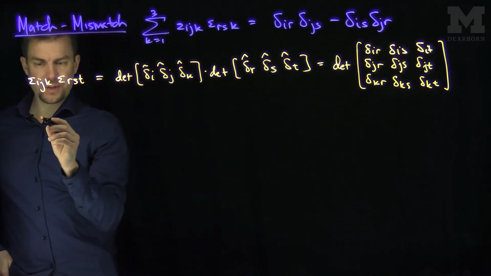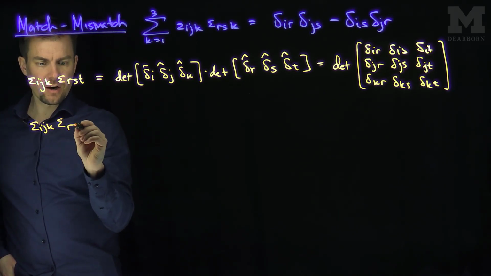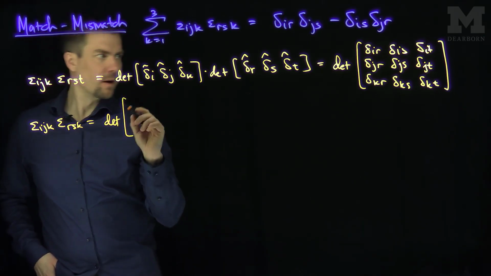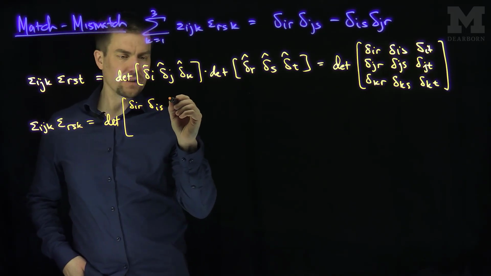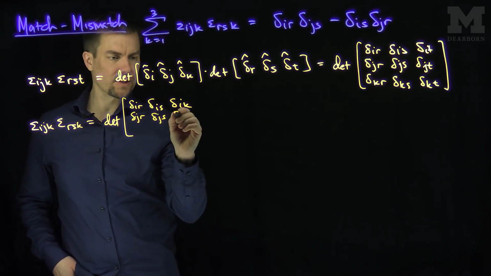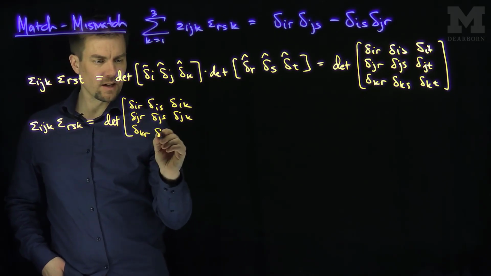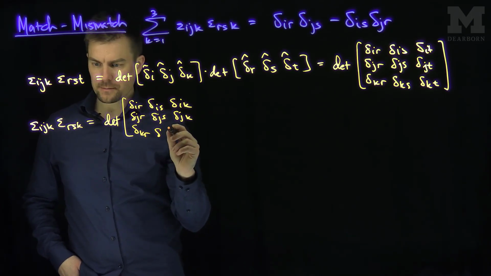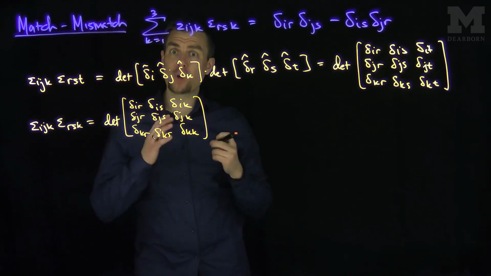So what we'll do now is we'll say epsilon I j k, and then epsilon r s k is going to be this determinant, the determinant of delta IR, delta IS, delta IK, delta JR, delta JS, delta JK, and then delta KR, delta KS, and delta KK. Now delta KK is always equal to 1.